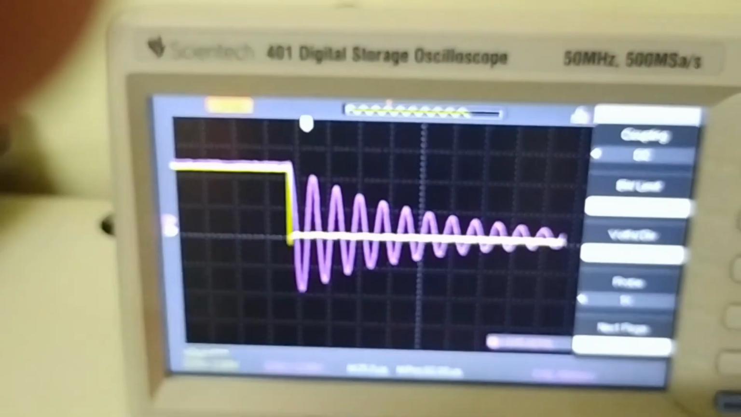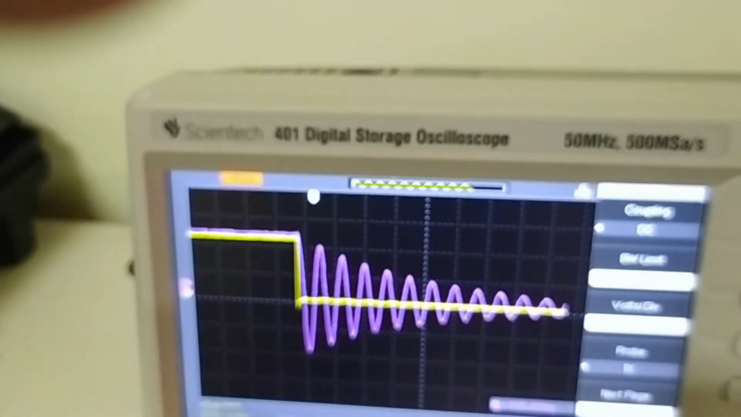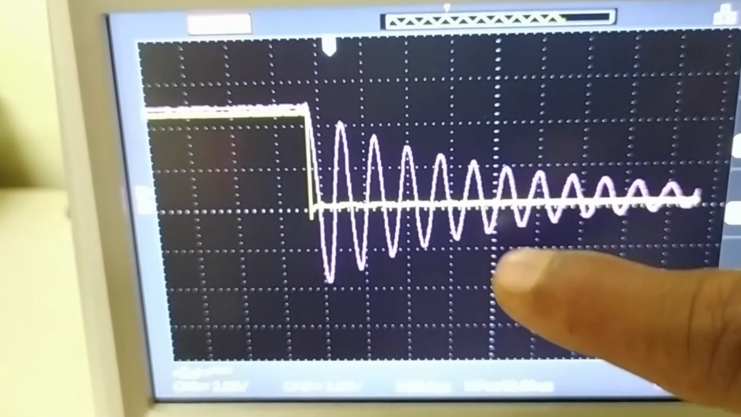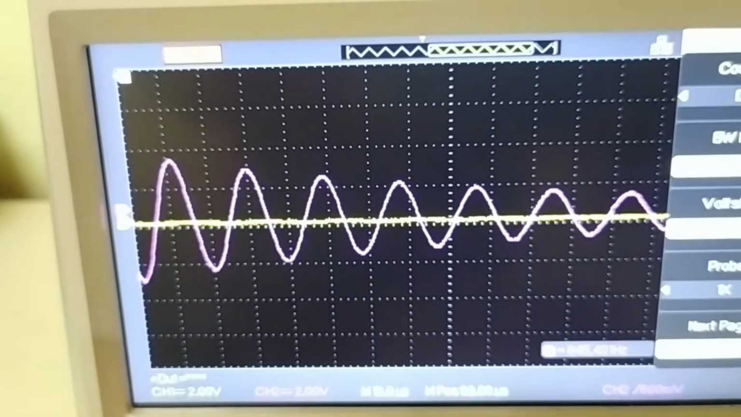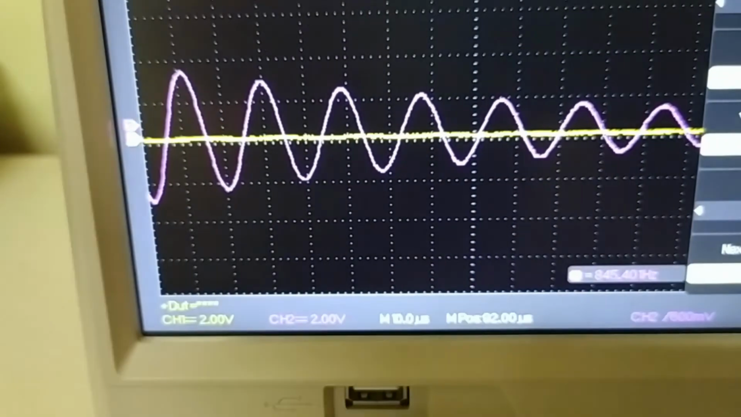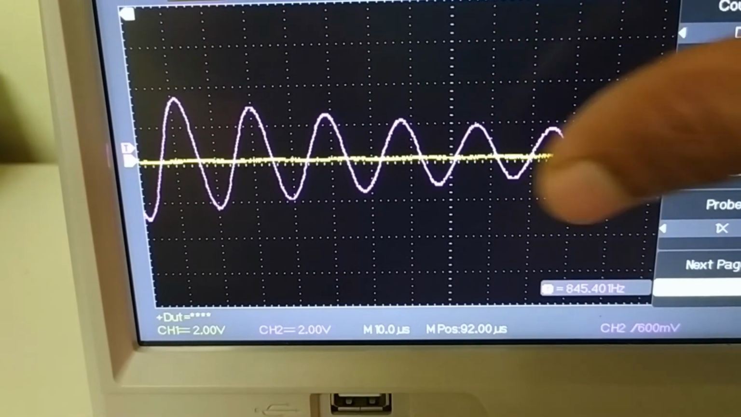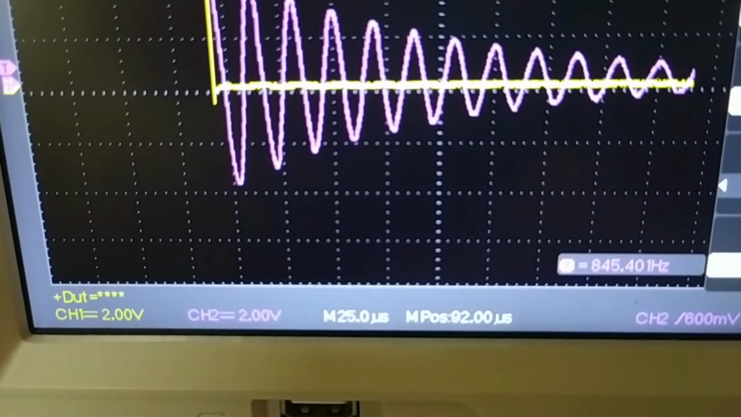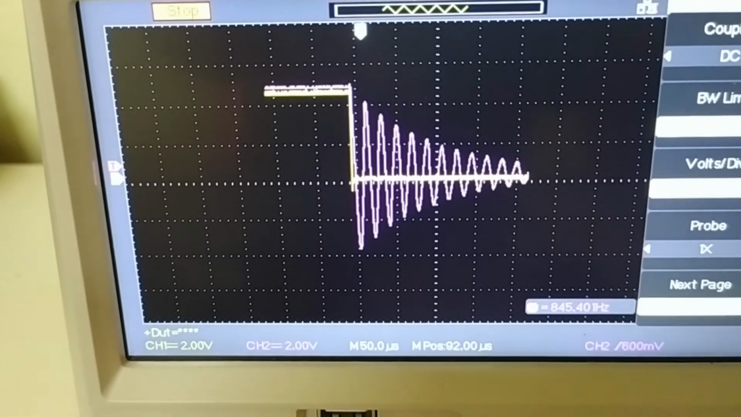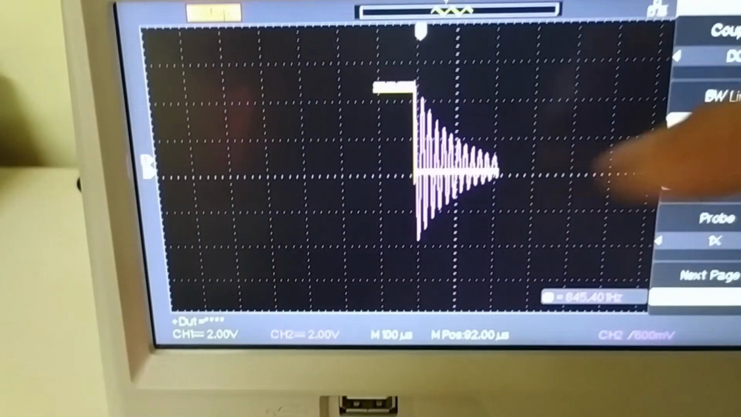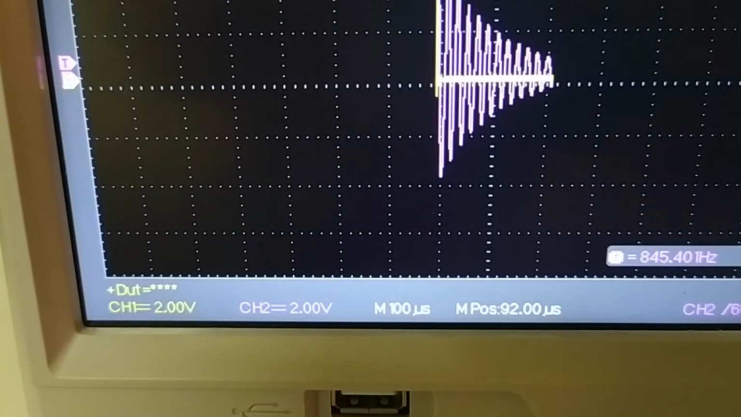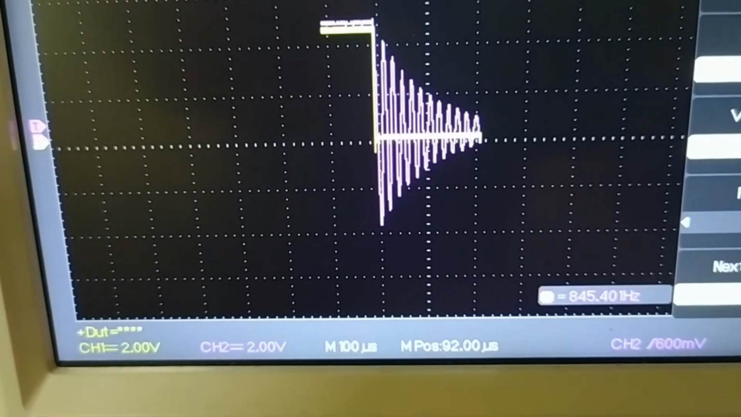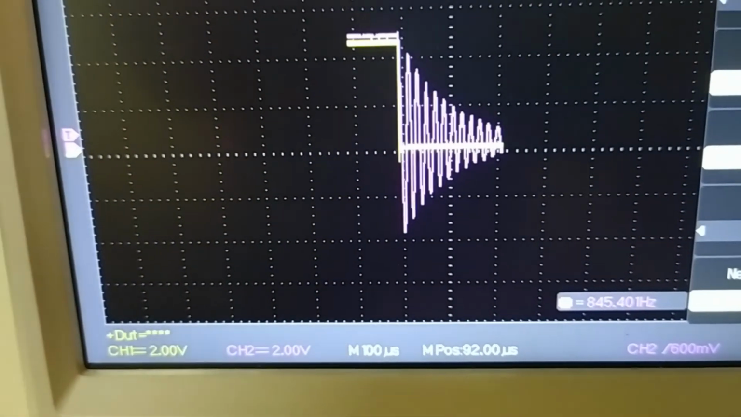Now change the time base of the DSO to 25 microseconds. Now the waveform looks like this. If I increase, this is at 10 microseconds. At various values, just observe the waveform and note down the frequency values. Here it is at 10 microseconds, now 25 microseconds, now 50 microseconds, and if you go on increasing, this is at 100 microseconds. At various values of time base, we need to observe the waveform, record the respective frequency, and compare your theoretical values with the practical values. Thank you.